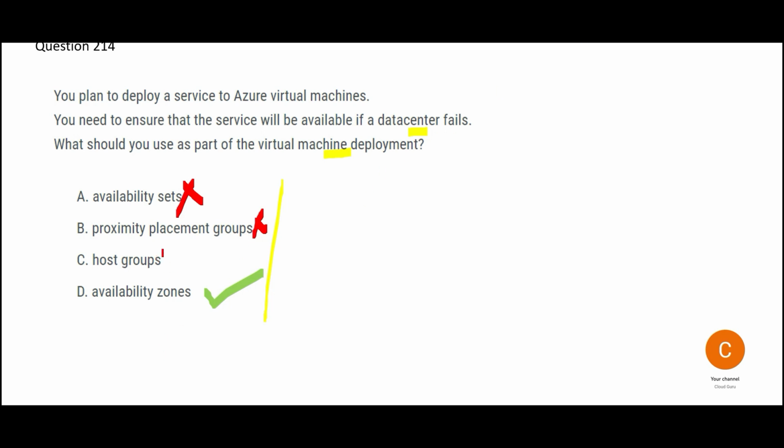Let's look at host groups. Why are host groups wrong? So host groups, you know what? They put the VMs on the same hardware. It is not just the same AZ, same data center, but even the hardware is the same. So if you have three VMs, all three VMs will be on the same hardware. So if that hardware fails, forget about data center failure, even if the hardware fails, your application goes down. That is why host groups is wrong. So this is my answer.